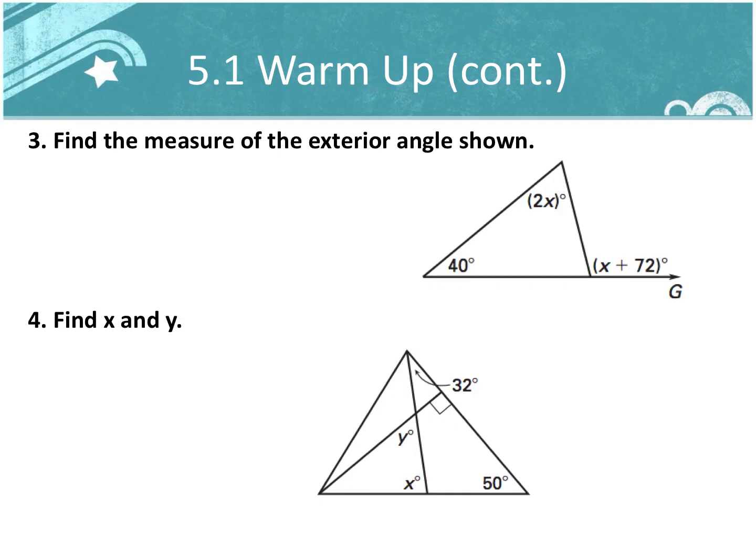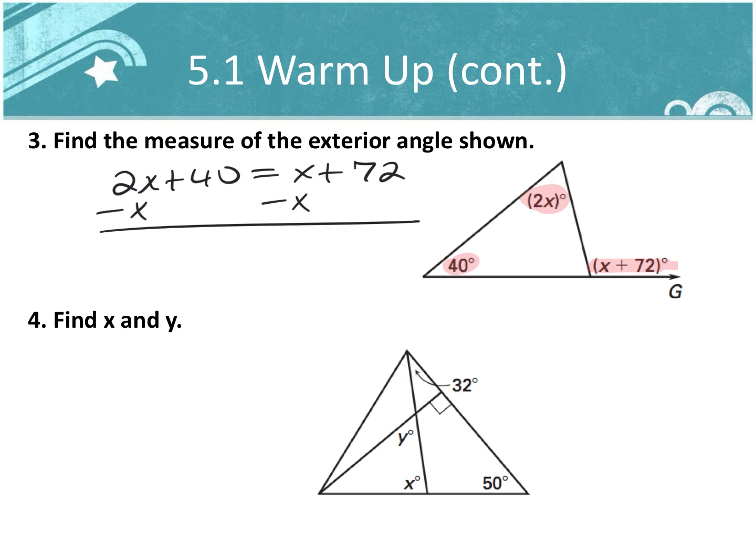So for the exterior angle theorem, be able to recognize that these two remote interior non-adjacent angles are going to equal this exterior angle. This is an application of the exterior angle theorem. So I'm going to add 2x plus 40 and set it equal to x plus 72. I'm going to subtract x. X plus 40 equals 72. Subtract 40.